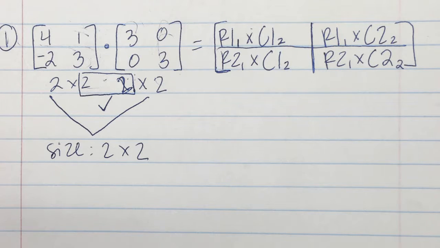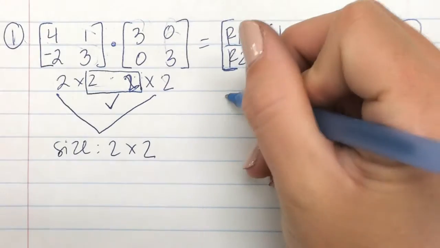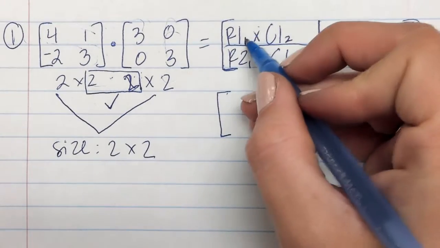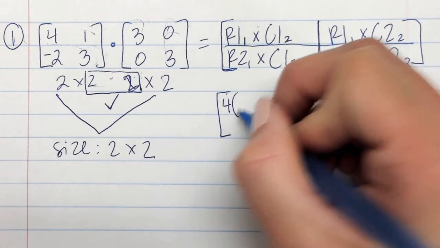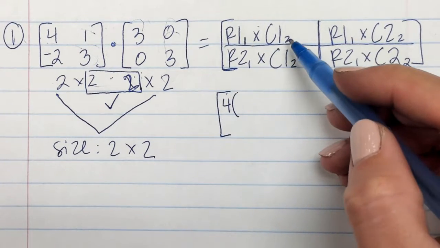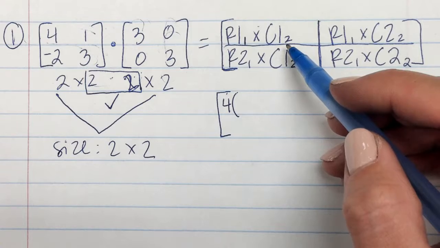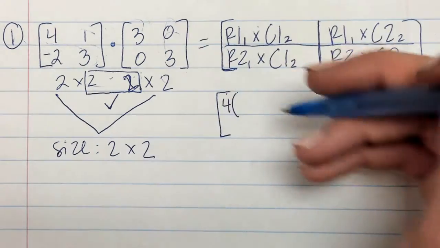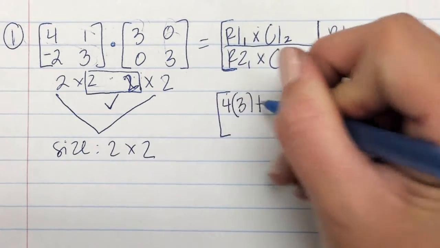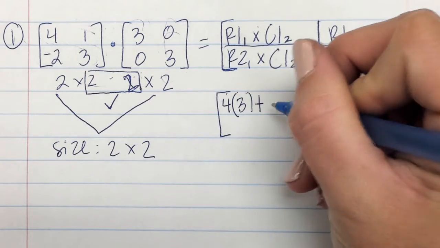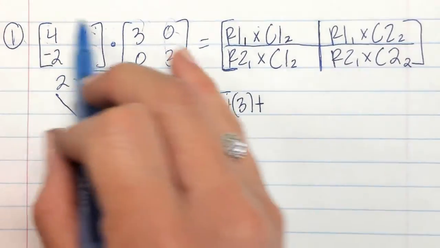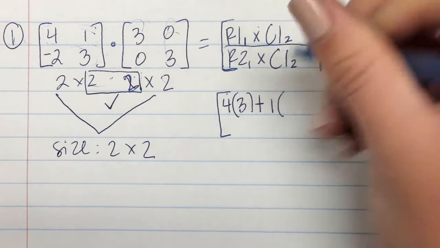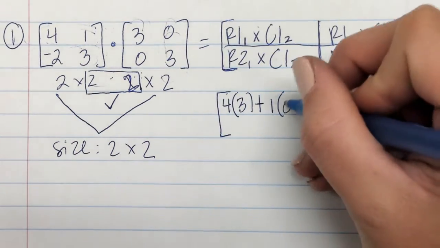Alright, now let's get to work. Like y'all said before, what's the first number in row 1 of matrix 1? 4. Good. Times, what's the first number in column 1 of matrix 2? 3. Good. Always going to be a plus sign in the middle. Now, what's the second number in this row? 1. What's the second number in this column? That's it.